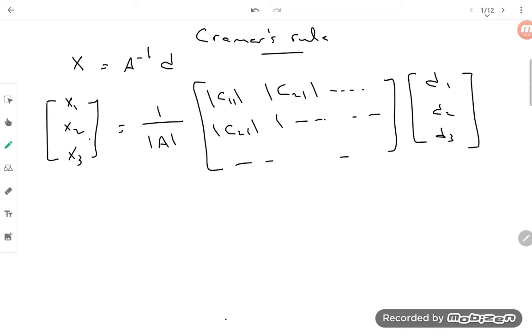So we can write this in the form of, if you would like to find the value of x1, for example, x1 can be calculated as 1 over the determinant of matrix A multiplied by the summation of Dij multiplied by the cofactor Ij, starting from i equal 1 up to n.